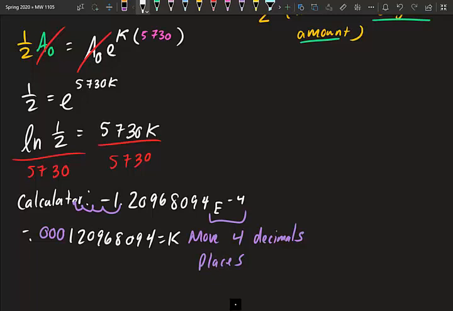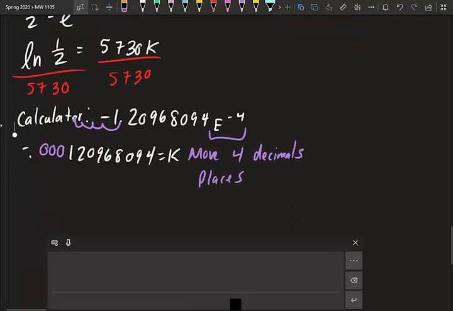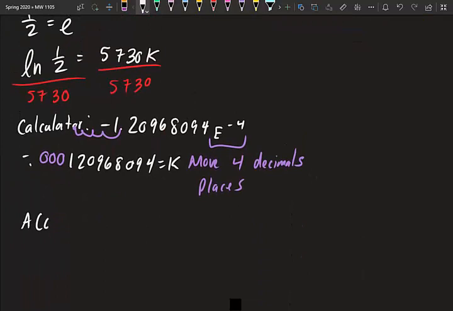Alright, we found our constant. Awesome. That means now we have the equation A of t equals A sub 0 e to the power of, I'm so sorry for this long k, negative 0.000120968094 times t. Trust me, I regretted making it that type of k, but we're just going with it now.